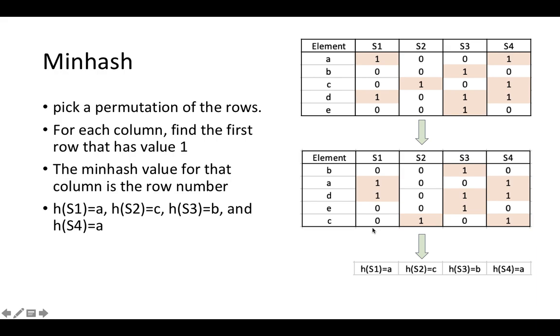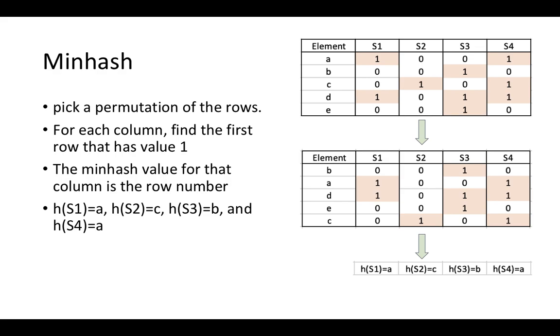The signature we desire to construct for sites is composed of the results of a large number of calculations, say several hundred, each of which is a minhash of the characteristic matrix. To minhash a site represented by a column of the characteristic matrix, pick a permutation of the rows. The minhash value of any column is the number of the first row in the permuted order in which the column has a 1.